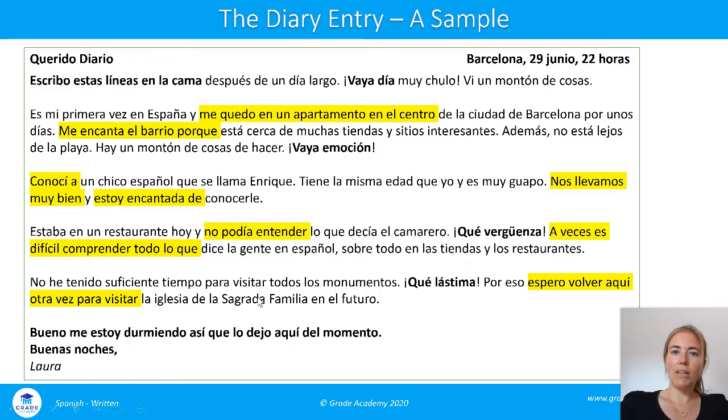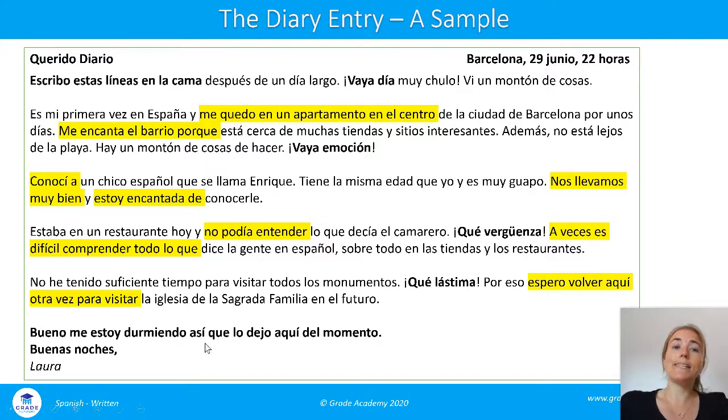So here, the Sagrada Familia is just a famous church in Barcelona. You don't have to say that. You could say you want to visit más monumentos or somewhere else you want to visit. But it shows the examiner again that you know Barcelona and you know things to do with the culture of Spain. Finally, bueno me estoy durmiendo, así que lo dejo aquí del momento.